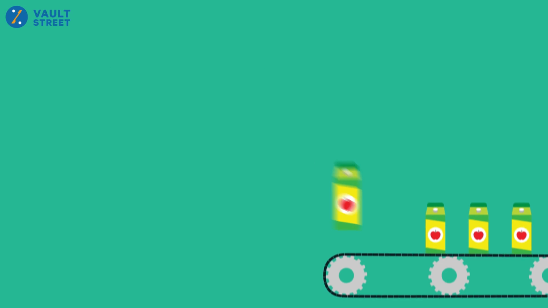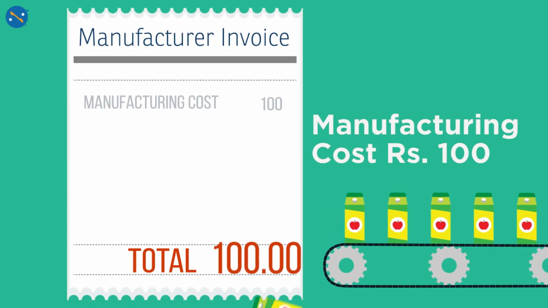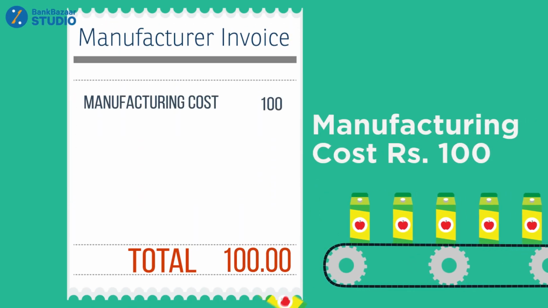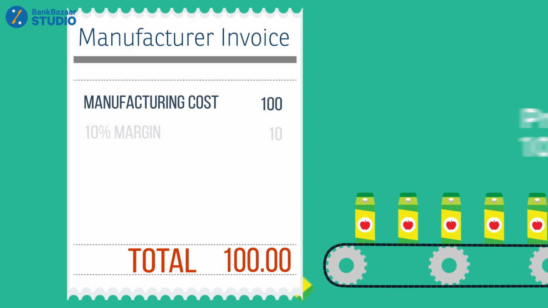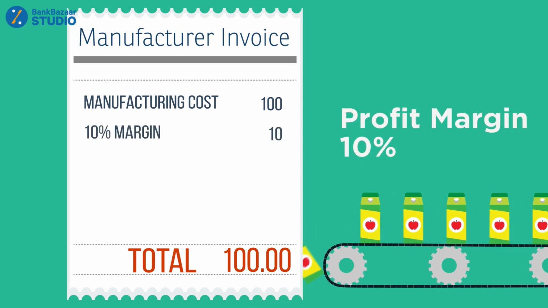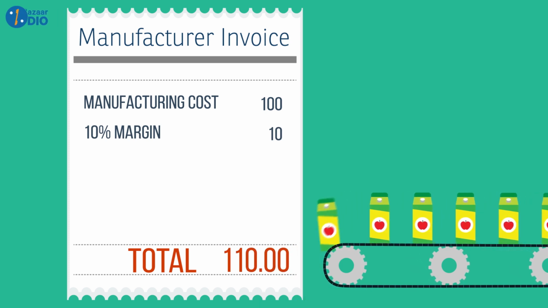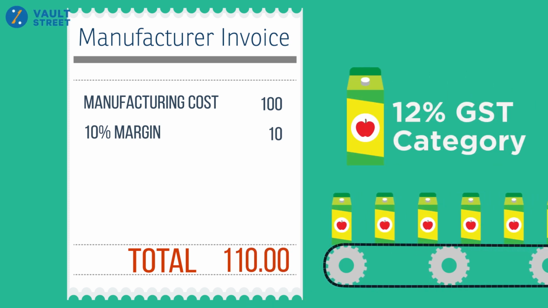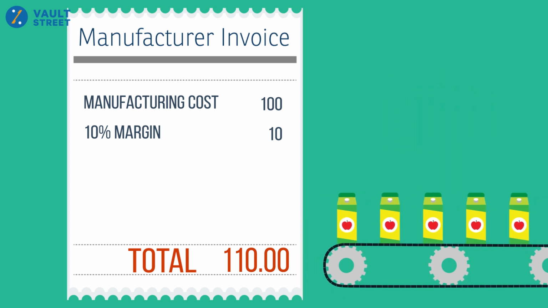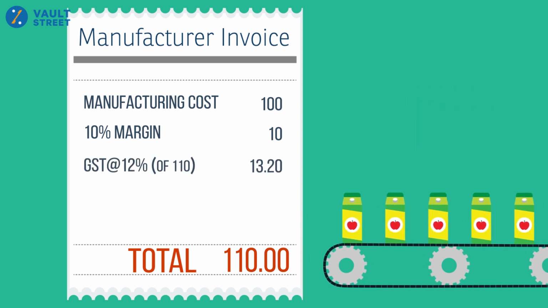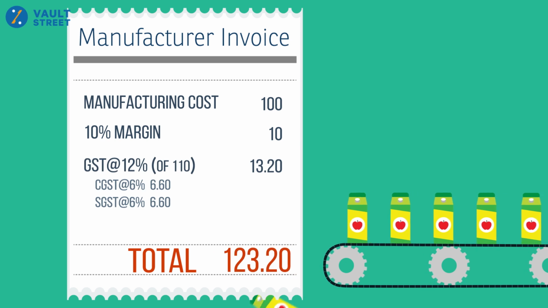Suppose this pack of yummy fruit juice costs 100 rupees to manufacture. For the purpose of this example, we shall be assuming a profit margin of 10%. That brings the production cost to 110 rupees. Now fruit juices are in the 12% GST category. We therefore add 13 rupees, which brings our total to 123 rupees and 20 paise.